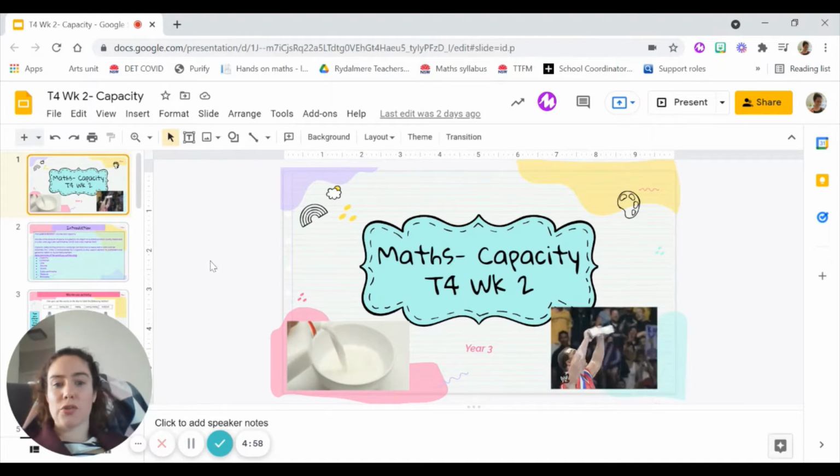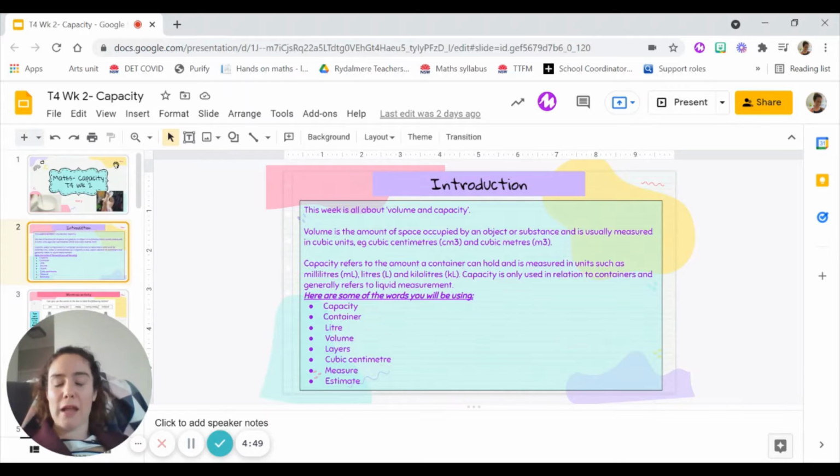Hey guys, for week 2, we are looking at capacity, and I hope you like the gifts that I've chosen to go with our capacity theme this week. So, we are looking at volume and capacity. We always talk about those two together, but we're mainly going to focus on capacity during home learning. There's a lot of resources that you need to learn about for volume, so we'll save that one for when we're back at school and we have them to use.